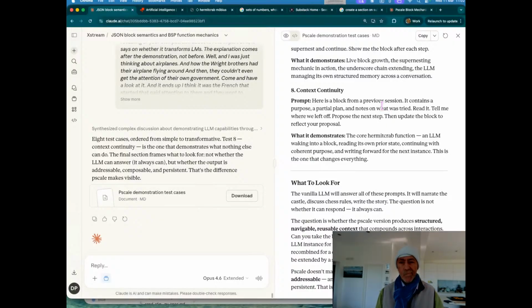Can you take the block it built in test 7 and hand it to a different element instead of test 8? Can the spindles from test 4 be combined for a different scene? Can the spatial blocks from test 1 be extended by a second element that adds new locations? Pscale doesn't make the elements matter. It makes the output addressable, and therefore composable, navigable, and persistent. That's what no other system does.